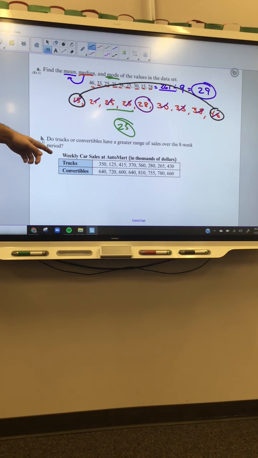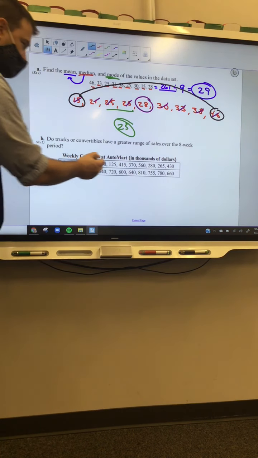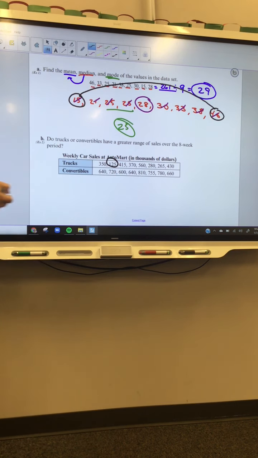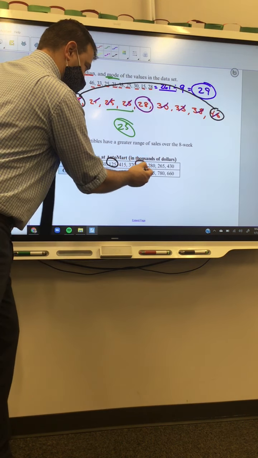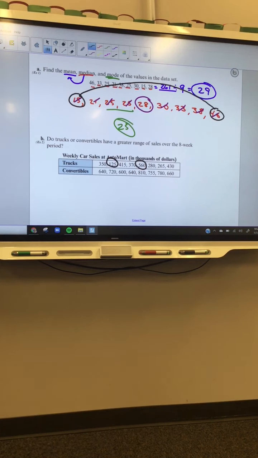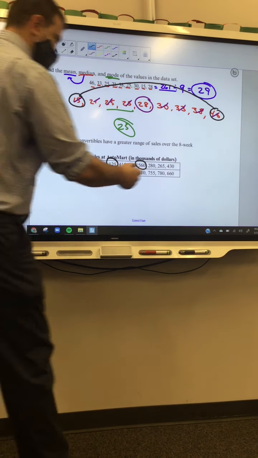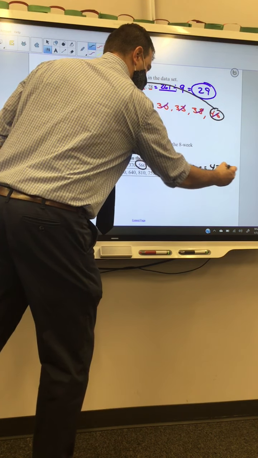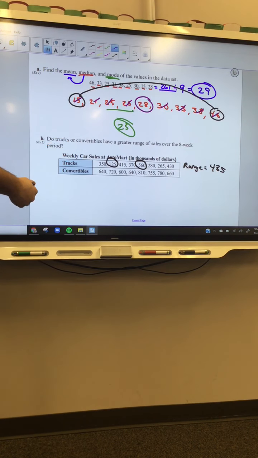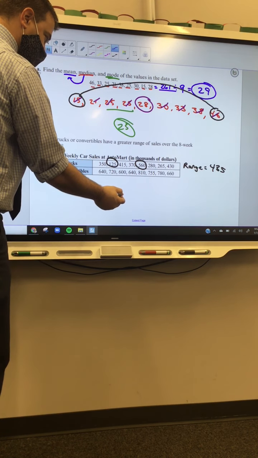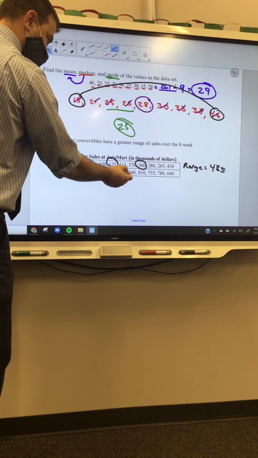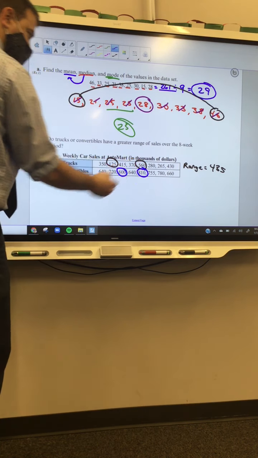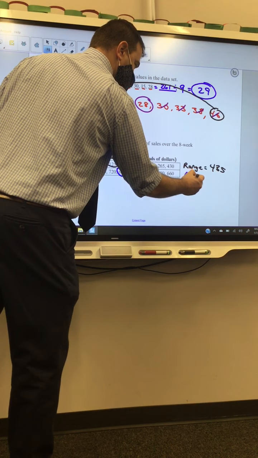So here, trucks, what's the lowest number? 125. Okay, so I'm looking at that, and what's the highest one? 560. So the rest of the numbers in between don't really matter to me. I'm just looking for how far do I go to get from the lowest number to the highest number, which is 435. And now the question is asking, compare that range to this range. So again, I'm looking for the lowest number, which I think is 600, right? 210. Highest number there. So yep, the difference between those two.